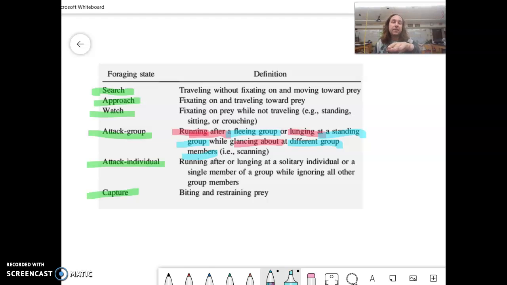But in either case, there's both parts to it. So they're not just writing that they're running and lunging and looking around. The author of this also tells us what they're doing that behavior at. They're running after a fleeing group. They're lunging at a standing group. So you want to tell me where the animal is when it's doing the behavior. It helps us better understand it. All right.